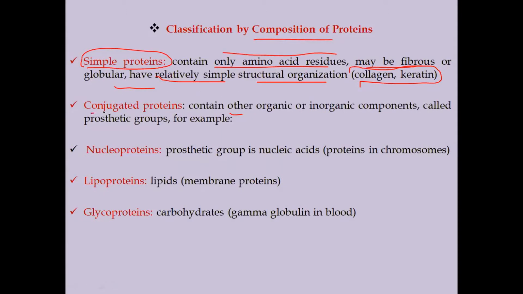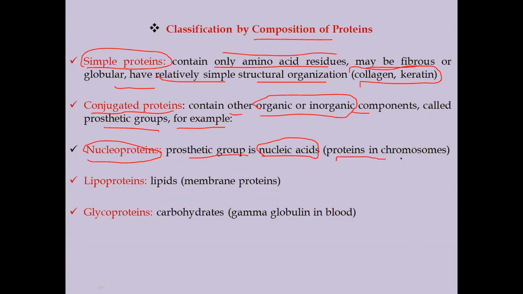The second one is conjugated proteins. Conjugated proteins contain other organic or inorganic components known as prosthetic groups. They are further classified into nucleoproteins. In nucleoproteins, the prosthetic group is nucleic acid, either DNA or RNA, for example, proteins in chromosomes. We know that chromosomes contain DNA and also proteins known as histones.